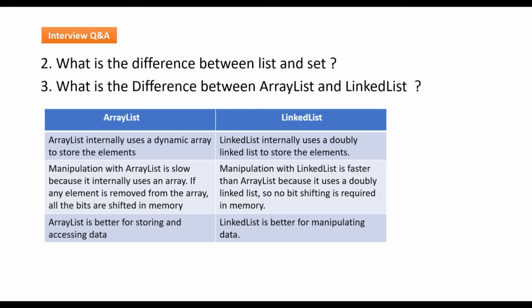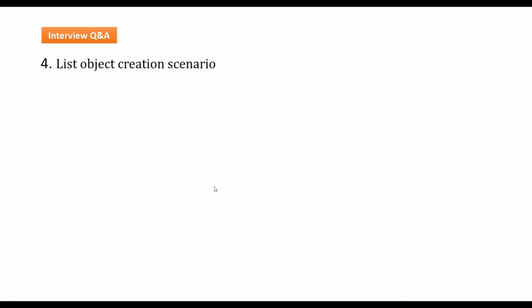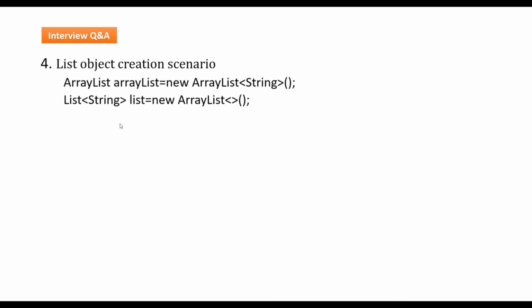Now, array list is better for storing and accessing data. Linked list is better for manipulating data. Since we talk about the list, the next question from the interviewer can be a list object creation scenario. Here he can show you ArrayList list = new ArrayList and List list = new ArrayList. What is the difference between these two, and which one is preferable to use as a list implementation object?